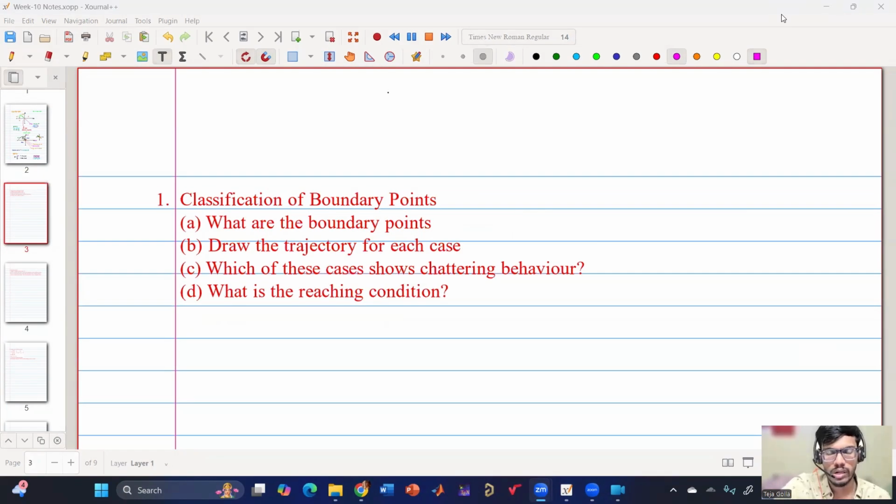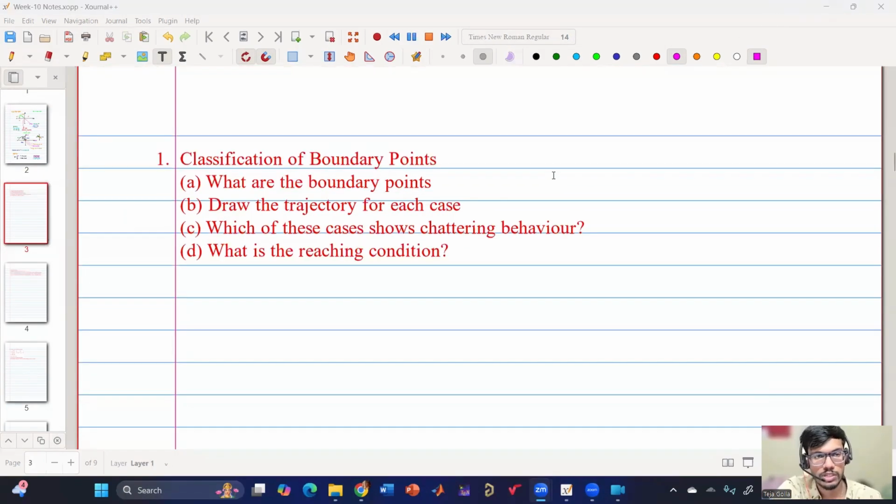So the first question is about boundary points: what the boundary points are, how to draw the trajectory for each case, in which of the cases there is chattering behavior, and what the reaching condition is.